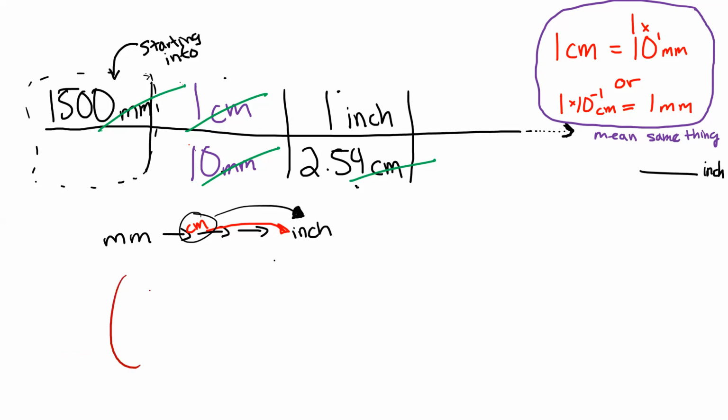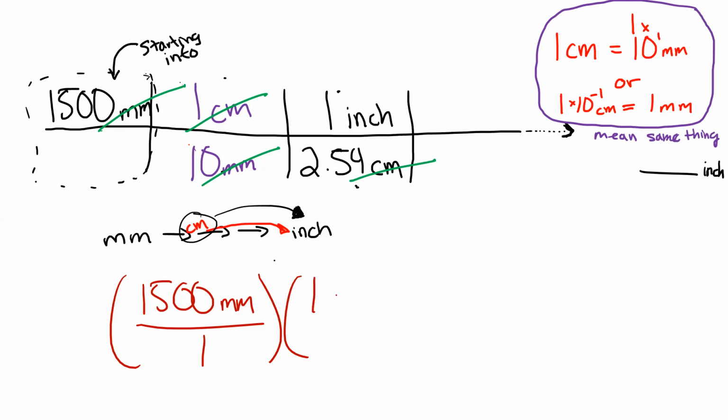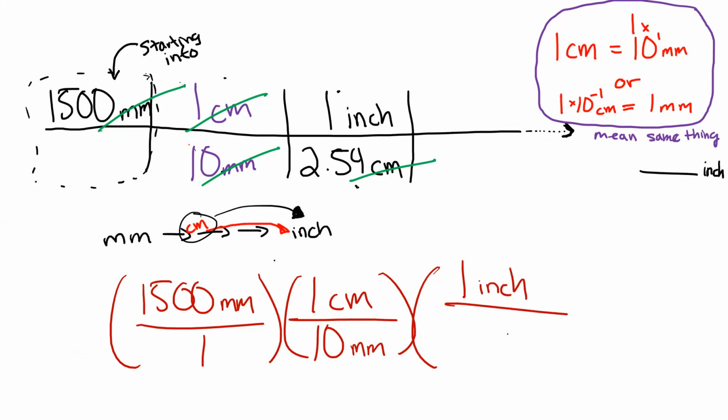You can still do 1,500 millimeters over 1 times 1 centimeter over 10 millimeters, because this just means the same thing, times 1 inch over 2.54 centimeters, and you can still see the units will cancel properly.